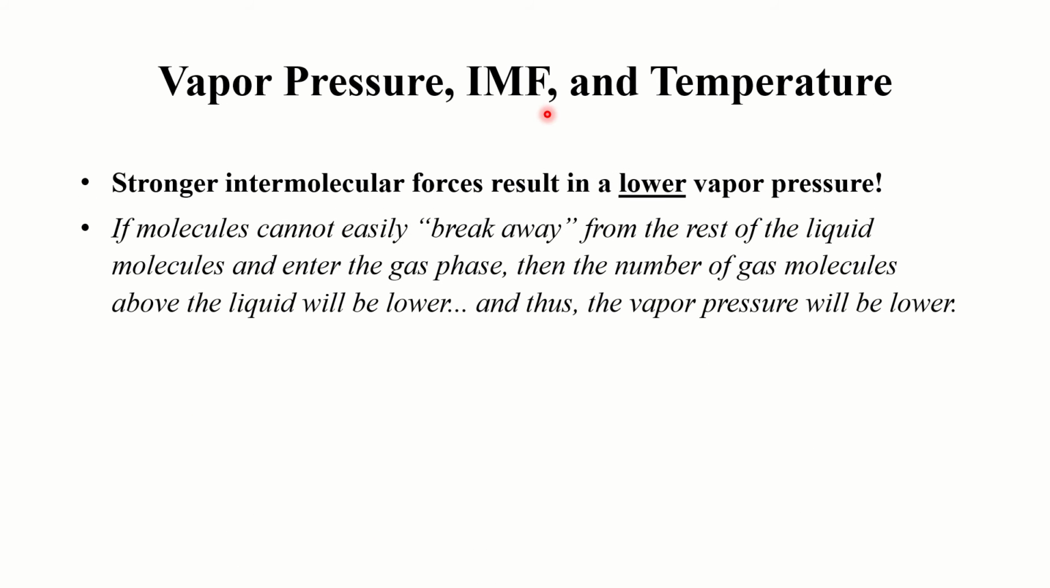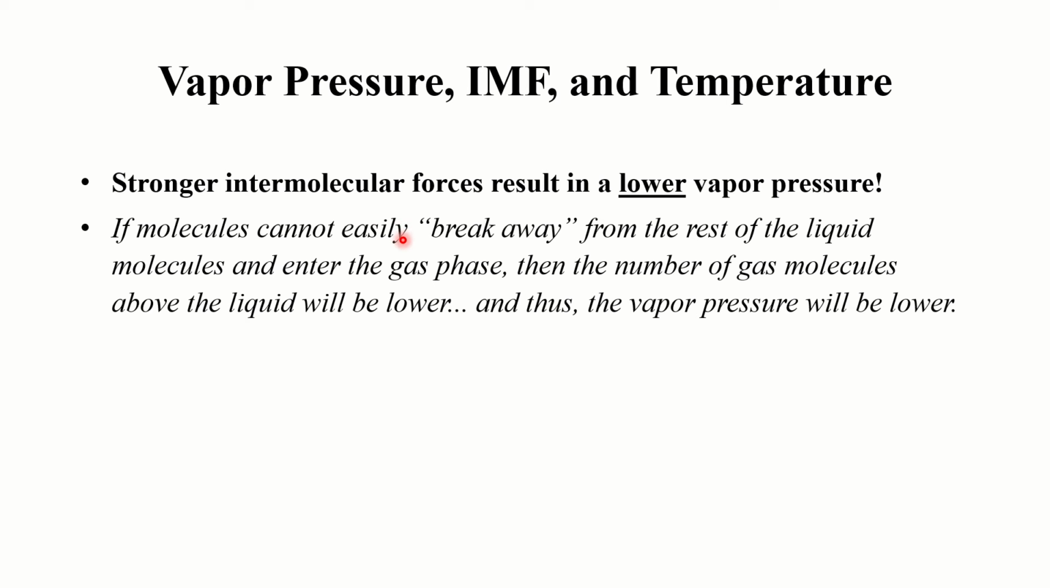Now, vapor pressure, intermolecular forces, and temperature. How are these three things related to one another? Stronger intermolecular forces actually result in a lower vapor pressure. So vapor pressure along with volatility were the two physical properties that have an inverse relationship to intermolecular force strength. So if we think about it this way, if you have really strong IMFs, the molecules can't easily break away from the rest of those liquid molecules. They therefore can't enter the gas phase.